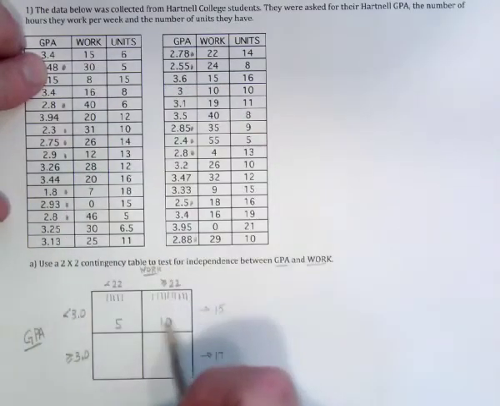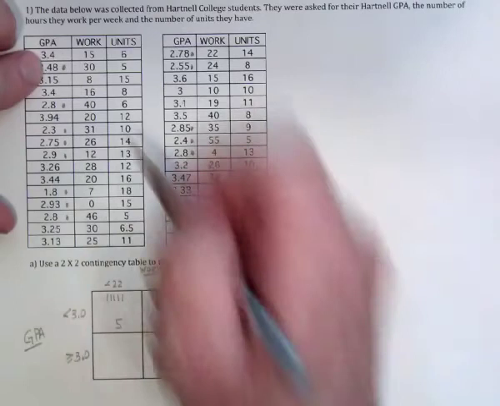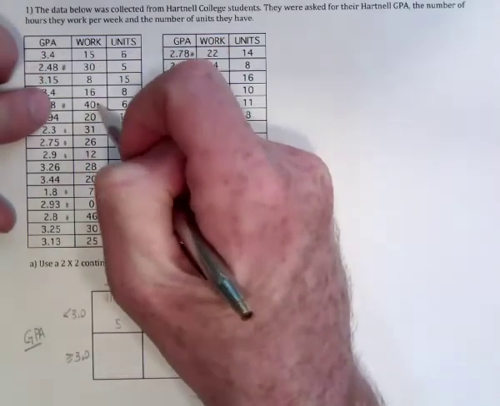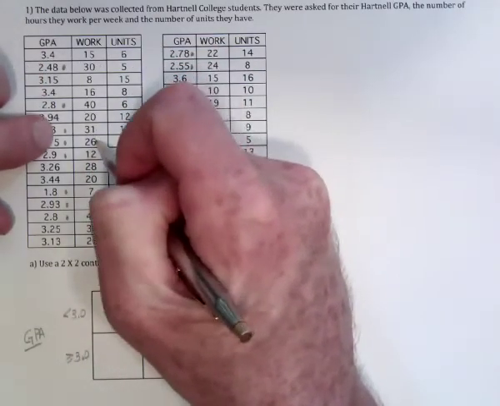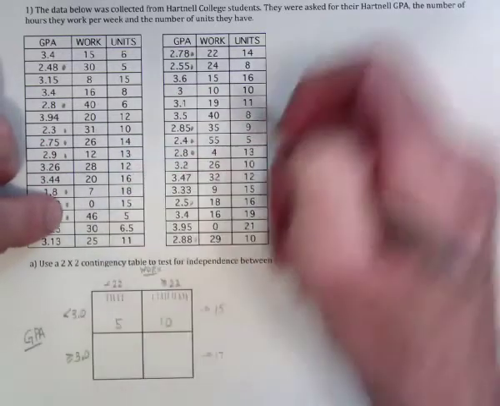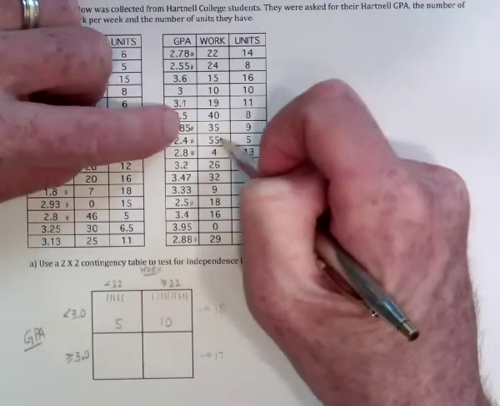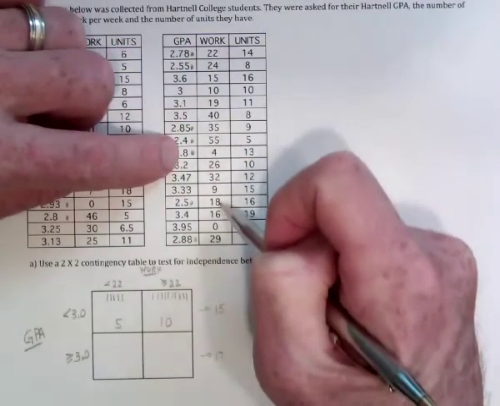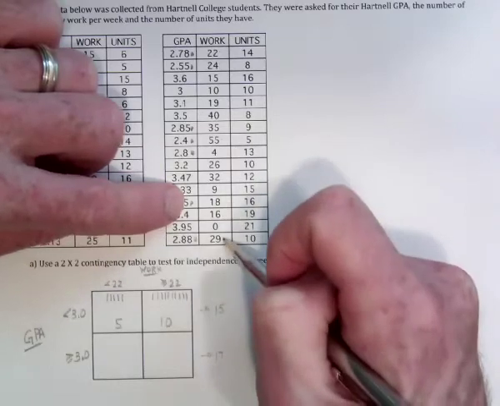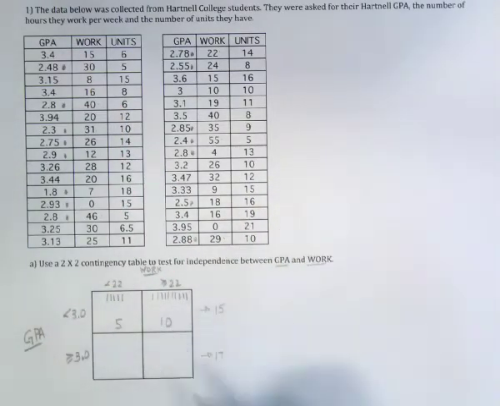I'm just going to count these people. I'm just going to count them if they're highlighted over here and if they work a lot. And let me see if I get 10 again. So 1, 2, 3, 4, 5, 6, 7, 8, 9, and 10. Okay, so now I'm convinced that I have these numbers right.